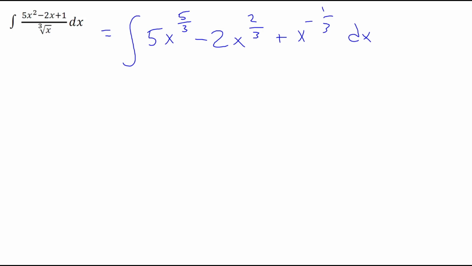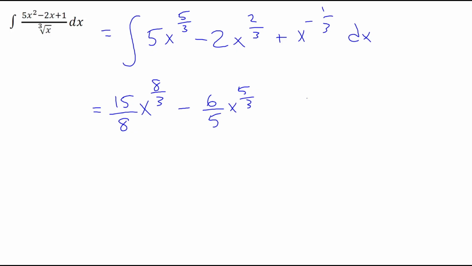So 5/3 will go up to 8/3. So we'll have x to the 8/3, and when I divide by 8/3, that's the same as multiplying by 3/8. So 5 times 3/8 will be 15/8. And then minus 2x to the 2/3, that'll go up to x to the 5/3. And of course, we'll divide by 5/3 or multiply that 2 by 3/5. So that'll be 6/5 x to the 5/3.